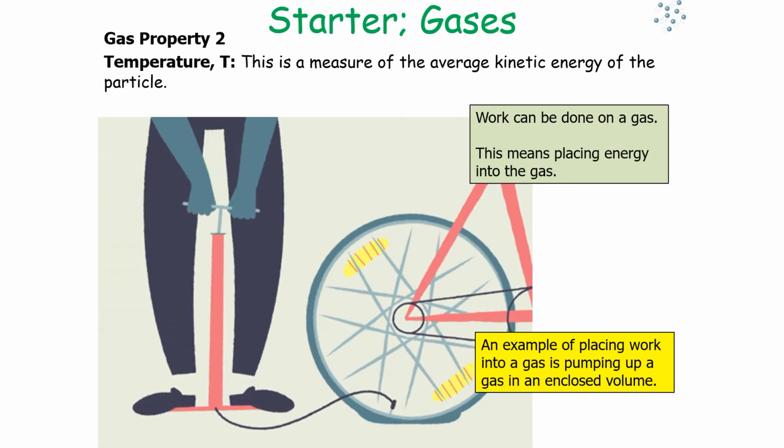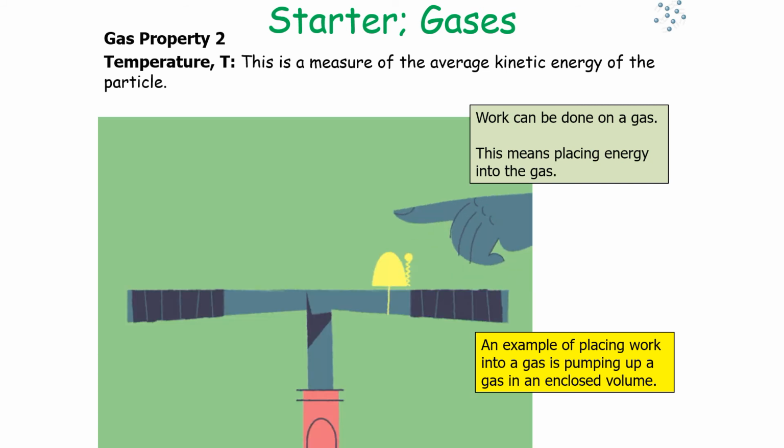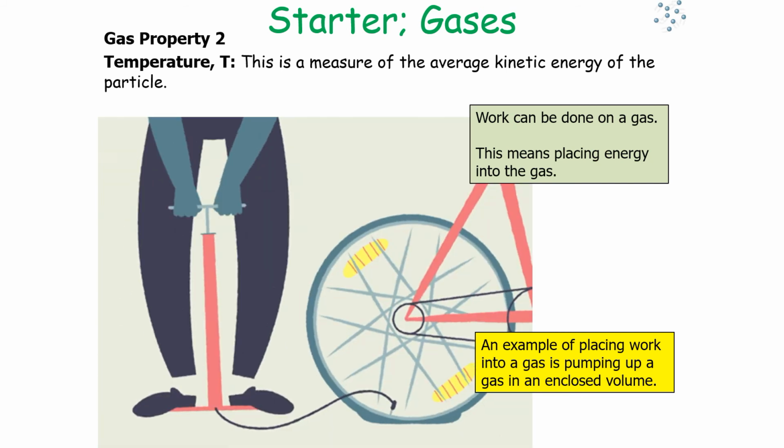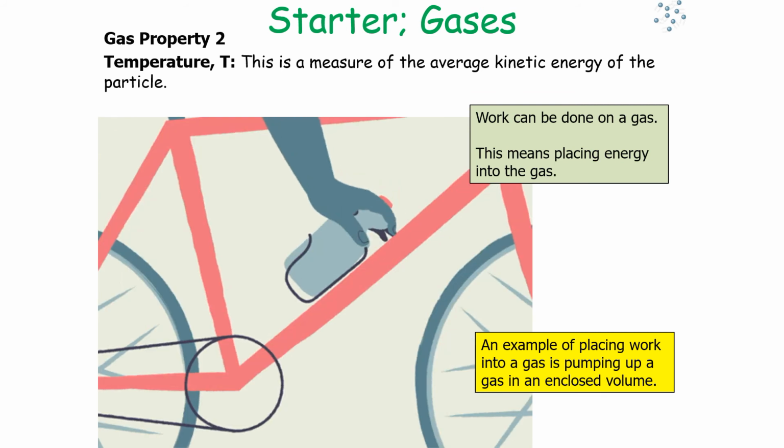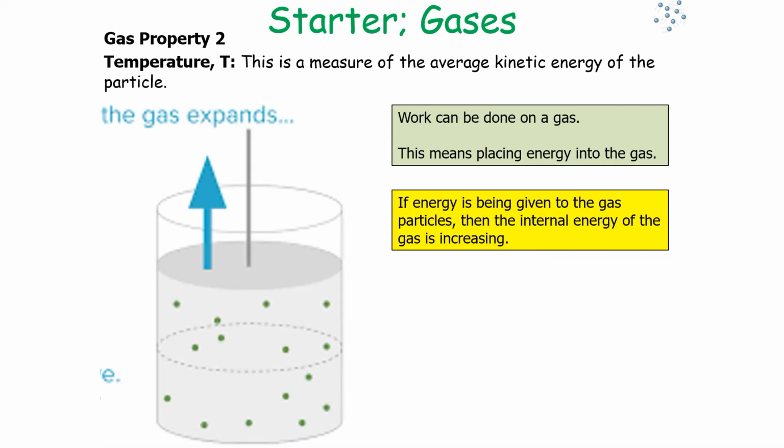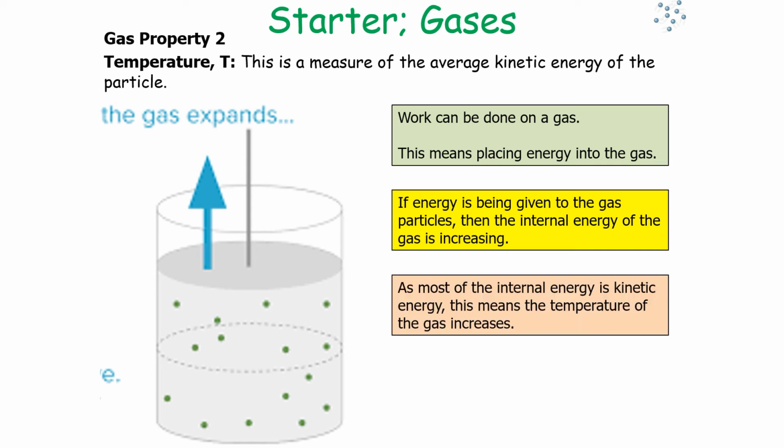Now work can be done on a gas, which means we put energy into the gas. This can be done by pumping up a gas in an enclosed volume or blowing up a balloon. Now if we do work onto a gas, we'll put energy into the gas, and if energy is given to the gas particles, it means the internal energy of the gas is increasing. Now as most of the internal energy is kinetic energy, this means the temperature of the gas increases.